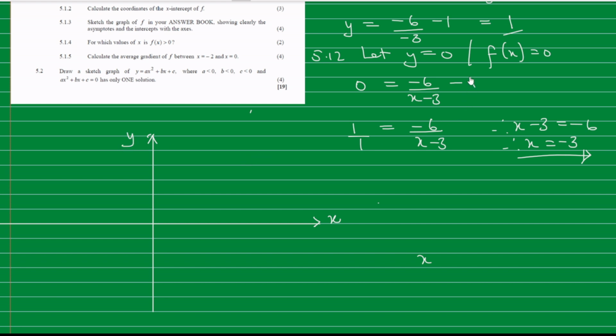Right. Now we need to take note of all that we have discussed. Number one, what we need to insert here are the horizontal asymptote and the vertical asymptote. So where is our asymptote? The value 3 is the vertical asymptote, which means x is equal to 3. We need a 3 here to make a 0. So x is equal to 3 is our vertical asymptote.